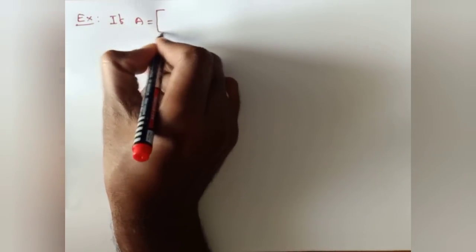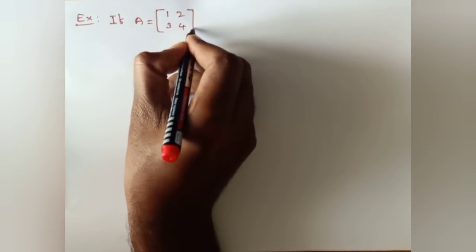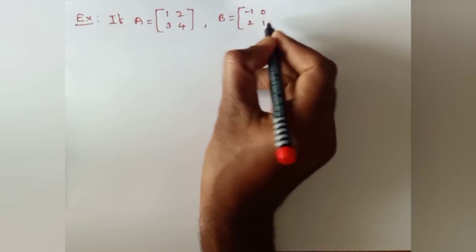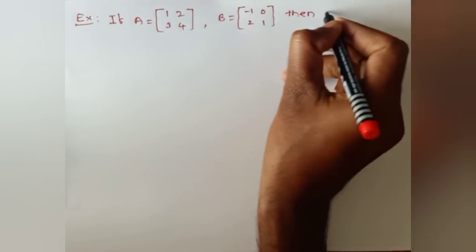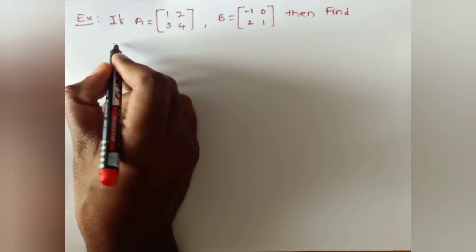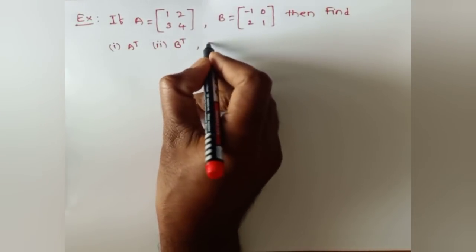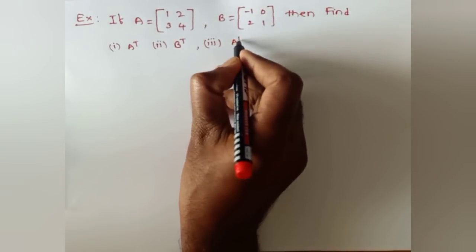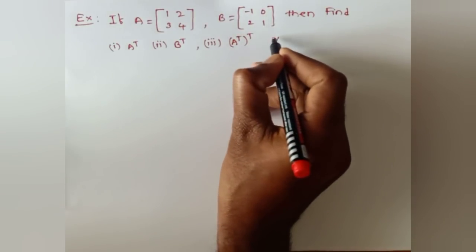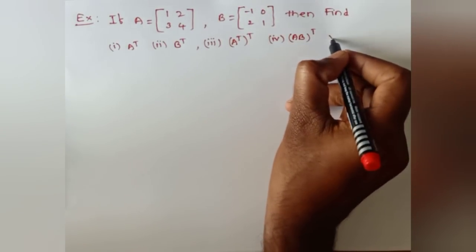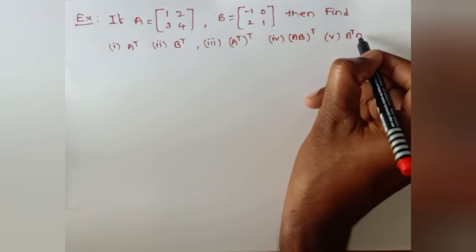Let's take one example. If A is equal to [1 2; 3 4], B equals [-1 0; 2 1], then find number 1, A transpose; number 2, B transpose; number 3, (A transpose) whole transpose; fourth one, (AB) whole transpose; and finally B transpose times A transpose.